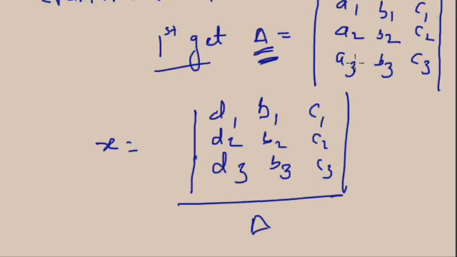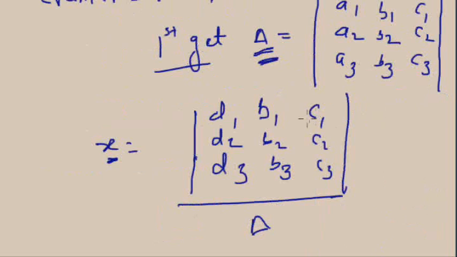So to find out the value of x, you have to calculate the determinant value of this. What is the difference between this determinant and this determinant is, here I have replaced a1, a2, a3, meaning the coefficient of x. X is here, so you have to replace the coefficient of x, a1, a2, a3, with the constants d1, d2, d3. Constant is here. In this way, you can also calculate the value of y.